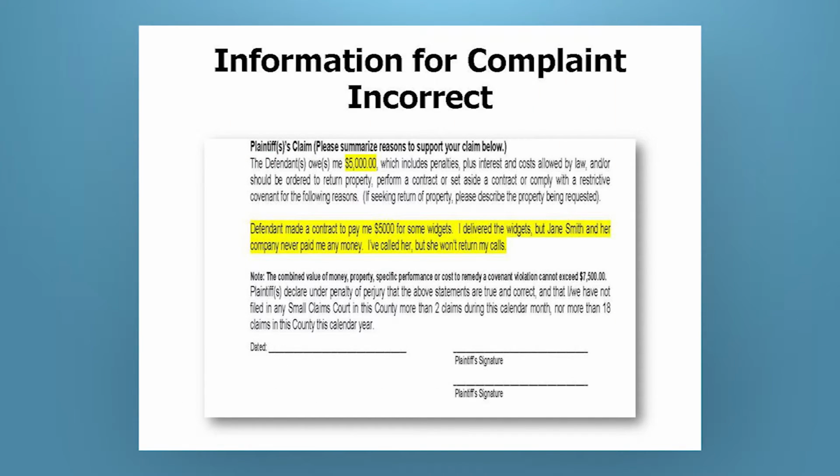This form's incorrectly filled out. The amount is correct, but again, there's just not enough detail. This is similar to the bad demand letter. It just says, we entered a contract, I delivered the widgets, but I didn't get any money, and she won't return my calls. So no dates, it doesn't have enough detail.